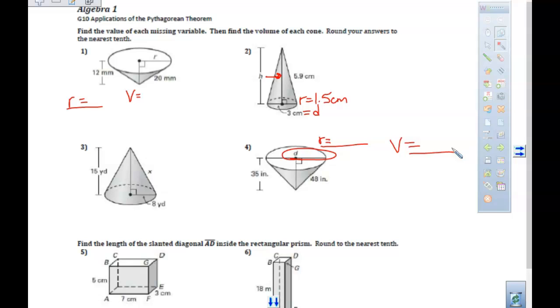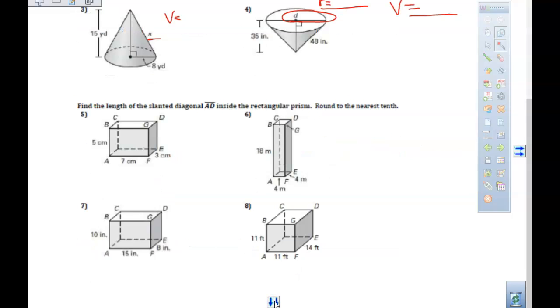This one, do I need this length to find the volume? No. But do they ask you to find what x is? Yes. Would you just simply find the volume first and then go back and use the Pythagorean theorem? Yes. So I want to look at questions 5 through 8, and I want you to pick one. It doesn't matter to me which one.